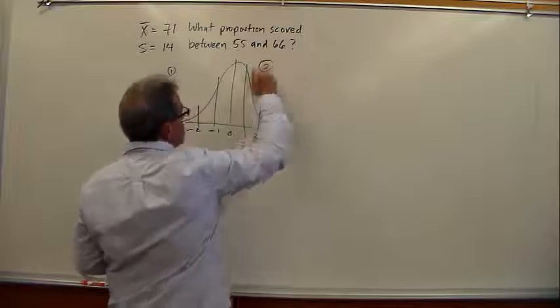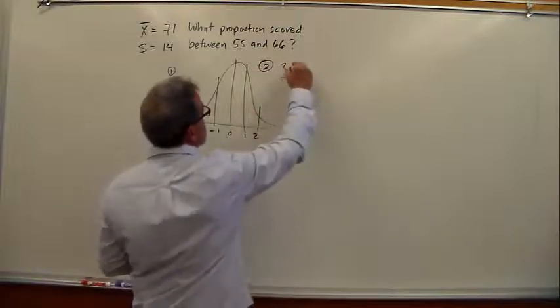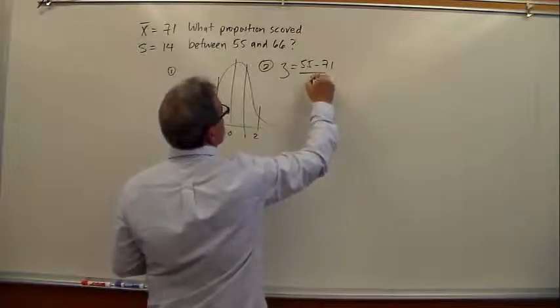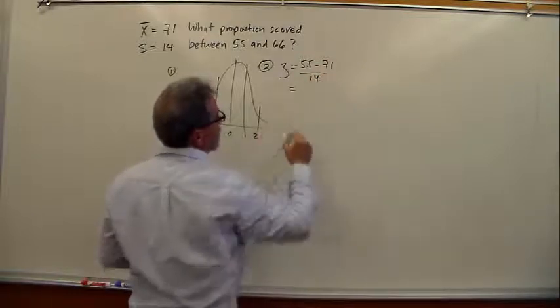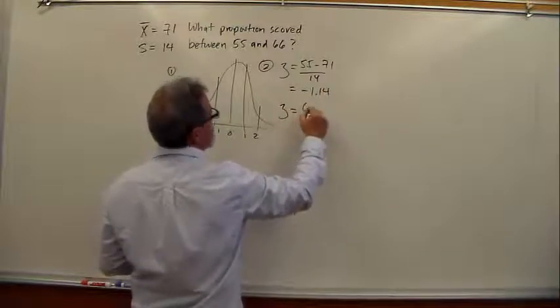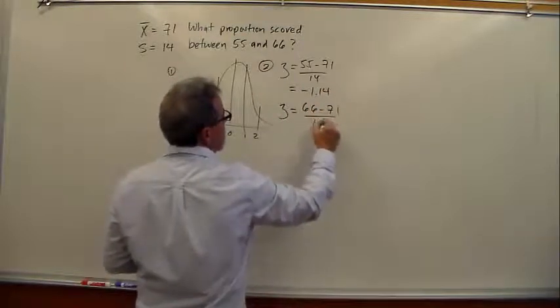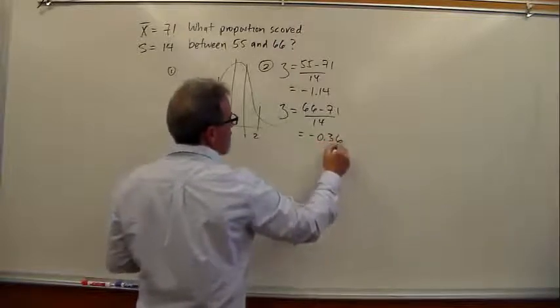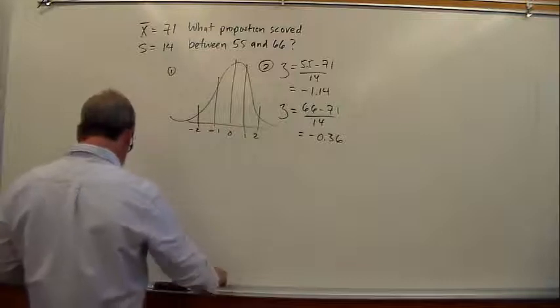Step 2, we have to calculate our z-scores, and there's two z-scores here this time. 55 minus 71 over 14 equals negative 1.14, and a z of 66 minus 71 over 14. That is a z of negative 0.36. All right, that's step 2.